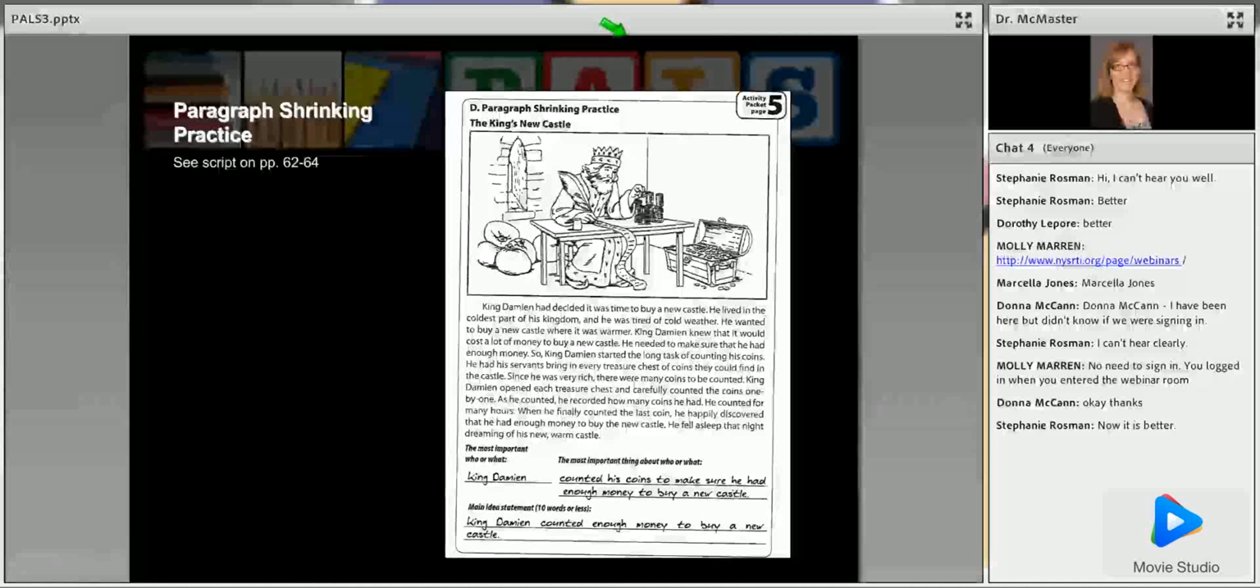Now this is just all for practice. Eventually kids aren't going to be writing all of these statements, but this is just to help them parse out what the most important who or what is, the most important thing about the who or what, and then eventually they practice getting that down to 10 words or less. And this again is fairly challenging for students to really distinguish between the more and less important parts of paragraphs.